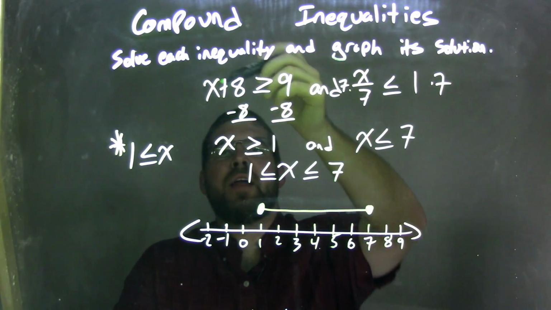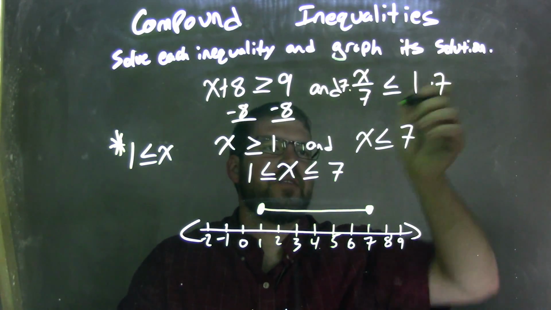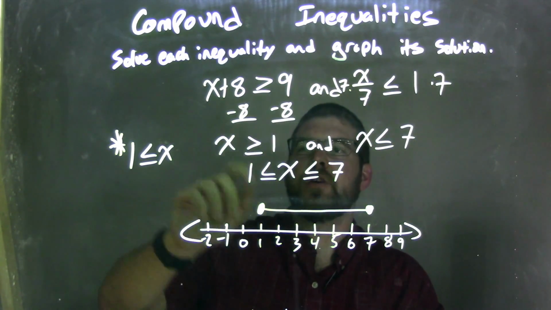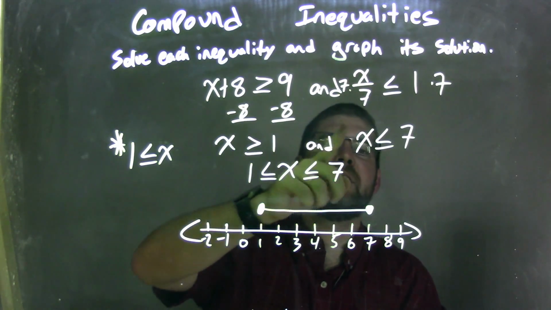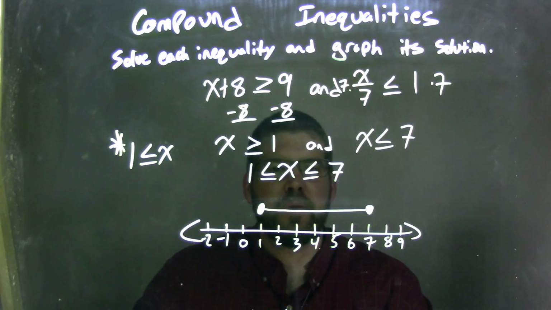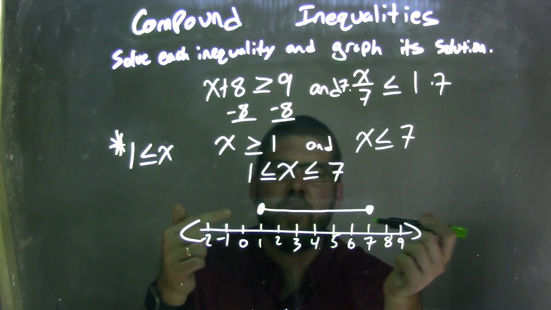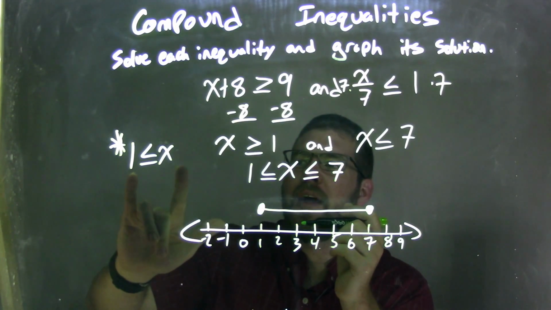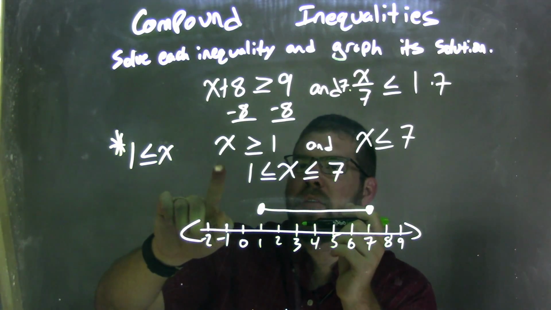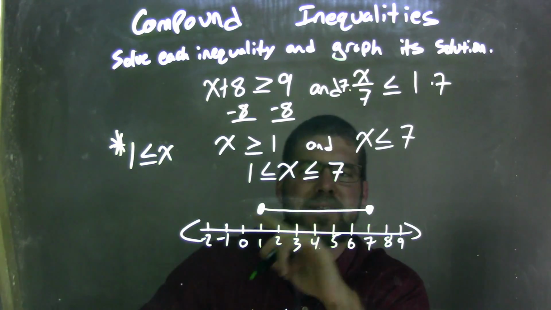So let's recap. We're given x plus 8 is greater than or equal to 9, and x over 7 is less than or equal to 1. I solved each one individually. I subtracted 8 from both sides, giving me x is greater than or equal to 1, and on this side here I multiplied by 7, x is less than or equal to 7. I first graphed it, looking at it, saying, okay, they're going to be overlapping here, and I recognized that if that happens, I can write x is greater than or equal to 1 as 1 is less than or equal to x, same thing.